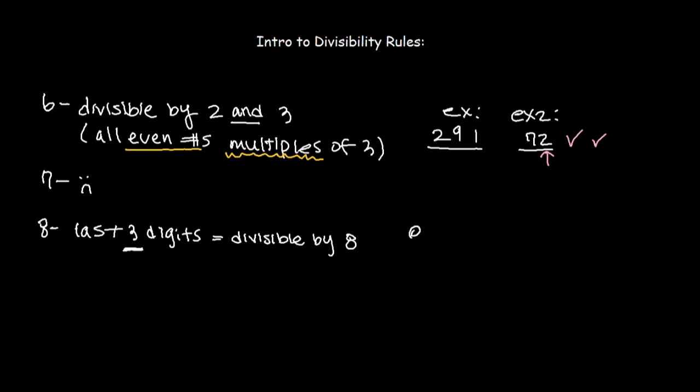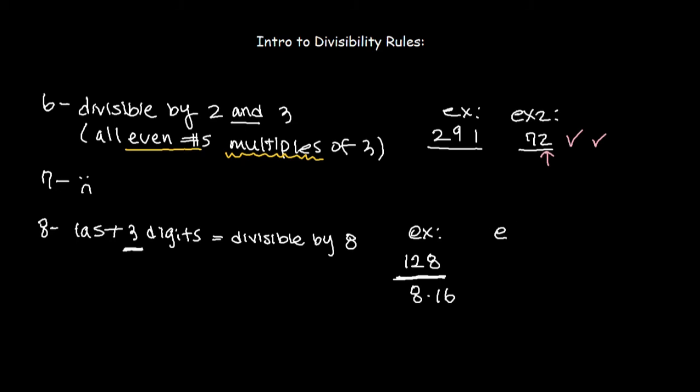Let's look at some examples. Let's say you have 128. What is the last 3 digits of this number? The last 3 digits is going to be an entire number because you have 3 digits for an entire number. Well, is 128 divisible by 8? Yes, because 8 times 16 equals 128.